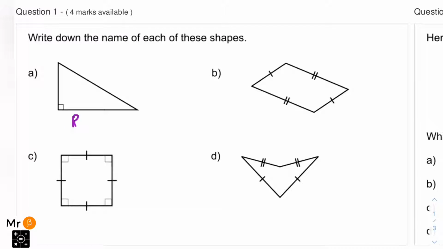This is a right angle triangle. The hint there is there's a right angle in the corner of the triangle. Shape B, we've got opposite sides are equal to each other and also parallel. So this is a parallelogram.